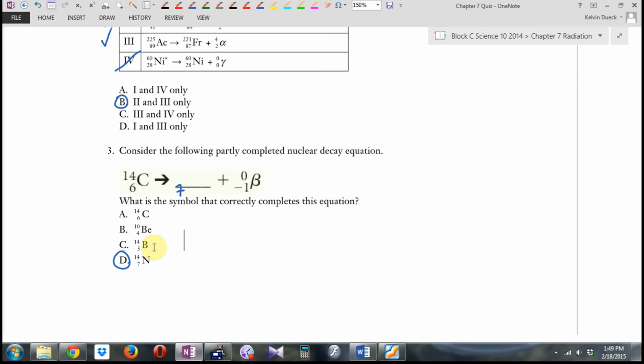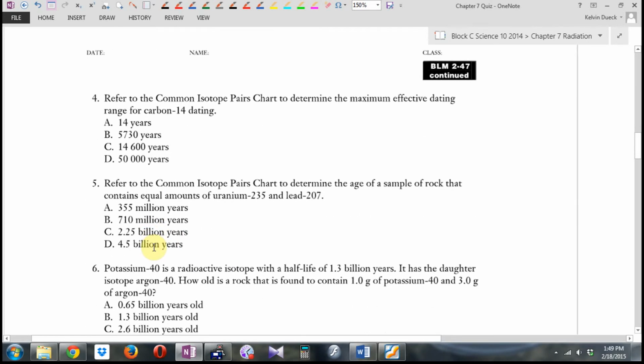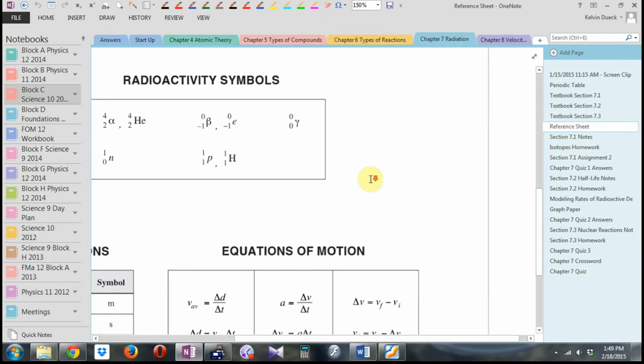Can I keep going though? Good. Here we go. Refer to the common isotope pairs, I don't have a copy here, to find the maximum effective dating range for carbon-14 dating. Okay, the common isotope pairs is this bad boy here.